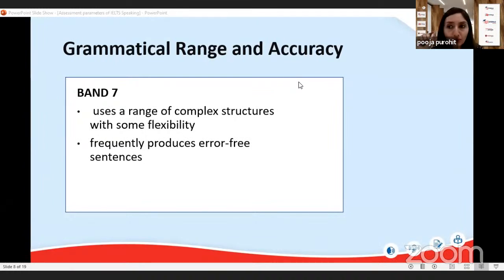तो कई बार अगर आपके थोड़े बहुत errors होंगे, as long as वो errors repeat नहीं हो रहे हैं, तो आप नीचे नहीं जाएंगे band पे. But if you repeat those errors, then you come down in your band. So you have to try your best that whatever sentences you come up with, they are error-free.